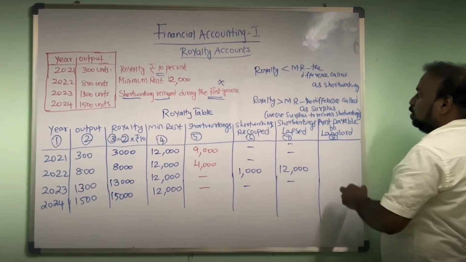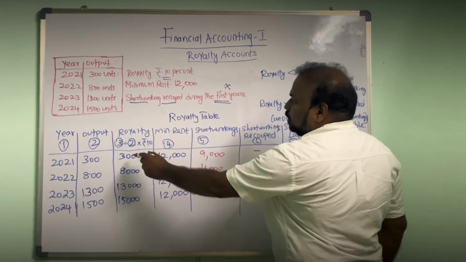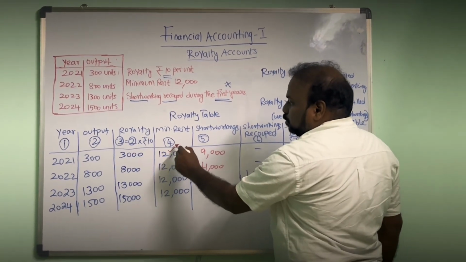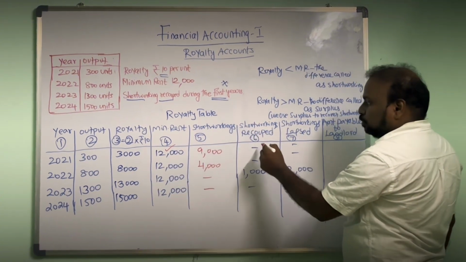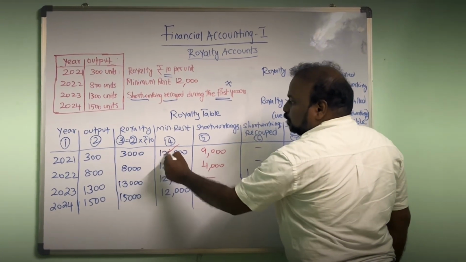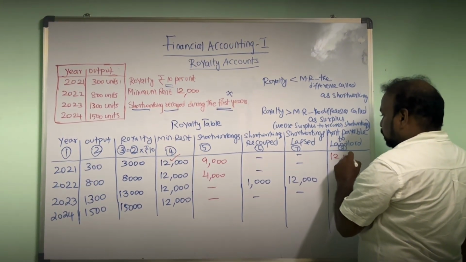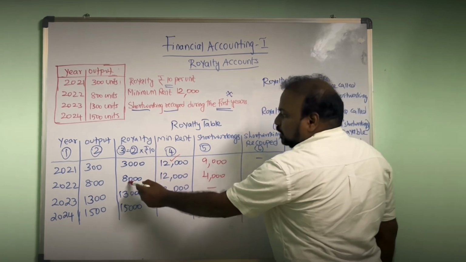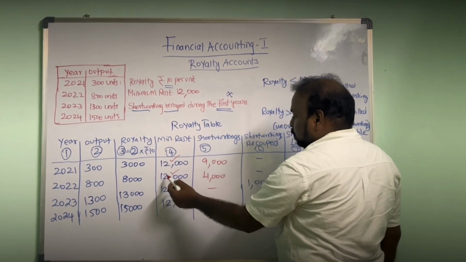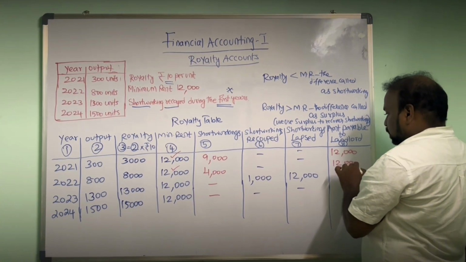Now come to the 8th column, amount payable to landlord. Always we need to compare royalty and minimum rent, the highest amount should be taken. From that, if you have any amount in the recouped column, that should be deducted. So 3,000 and 12,000, highest is 12,000, there is no recouped, so we have to pay 12,000. Next year 8,000 and 12,000, 12,000 is the highest amount, there is no recouped, so you can write here 12,000.